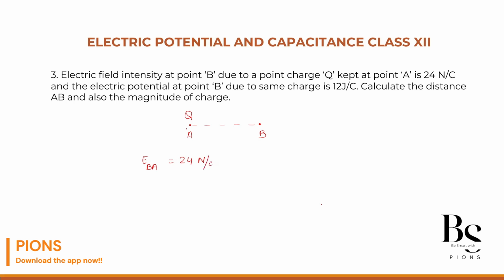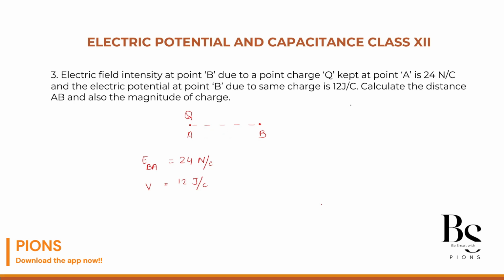Fine. The charge is Q. And the electric potential at point B, so how much is the potential here due to the same charge? 12 joules per Coulomb. Fine. This is our potential. Sir, joules per Coulomb, you were saying volt. Both are the same. Don't get confused. Voltage has two units, either volt or joules per Coulomb. You can call it potential difference or you can call it voltage also. That is also fine. The next part says calculate the distance AB and also the magnitude of charge.